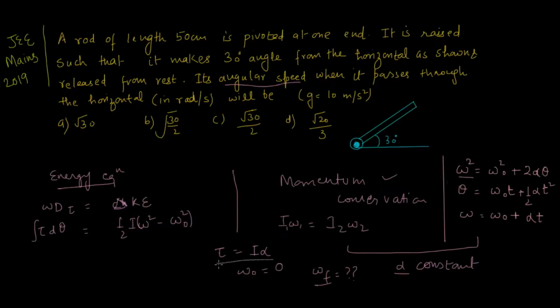To find that, we will use this equation. How can you say alpha is constant? We can say with the help of tau, because I, the moment of inertia of the rod, is certainly constant and not changing. You may find in some questions that it might change, but here the shape is not changing at all. Then let's see what our torque is.